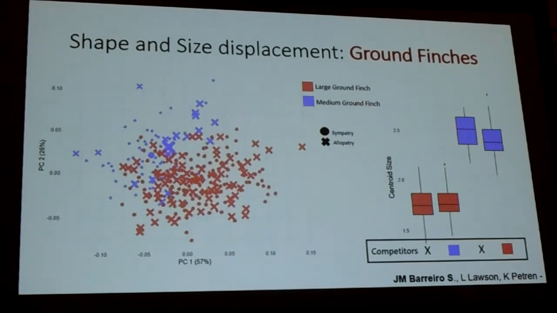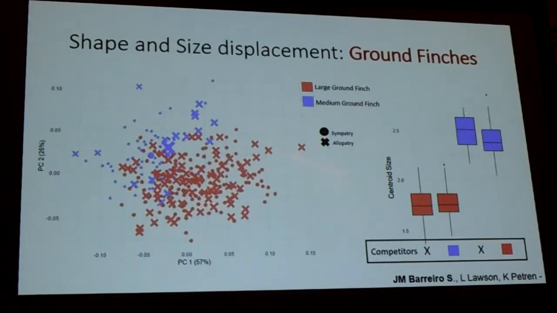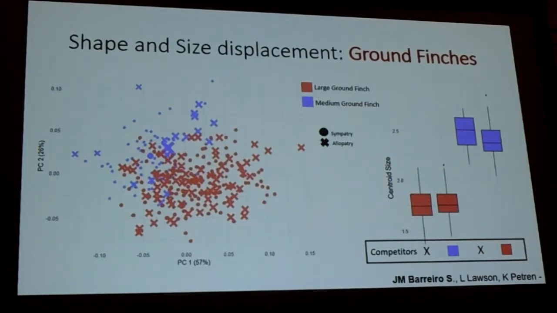These are the results for the ground finches. The purple is the medium ground finch, the pink is the large one. And on your left, you have the result for shape, and this is the results for size. So let's look at size first. The medium ground finch is smaller than the large one, but when we compare populations of the medium ground finch in allopatry versus populations in sympatry, they have the same size.